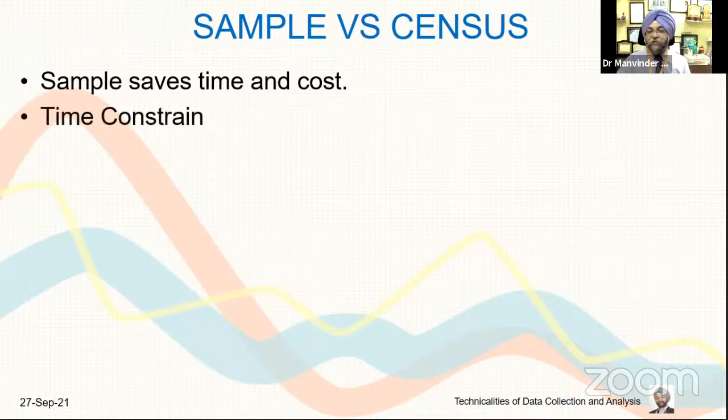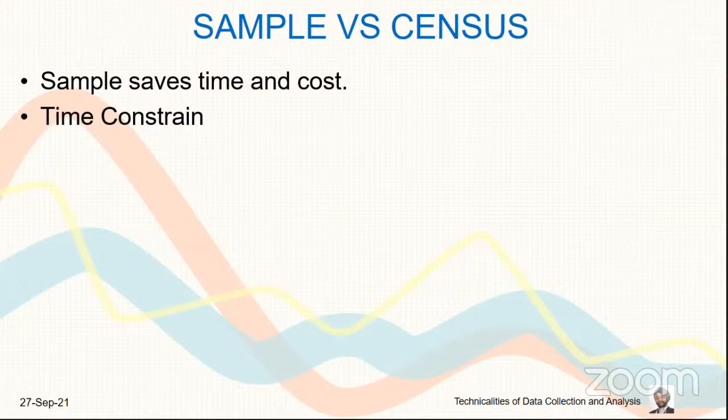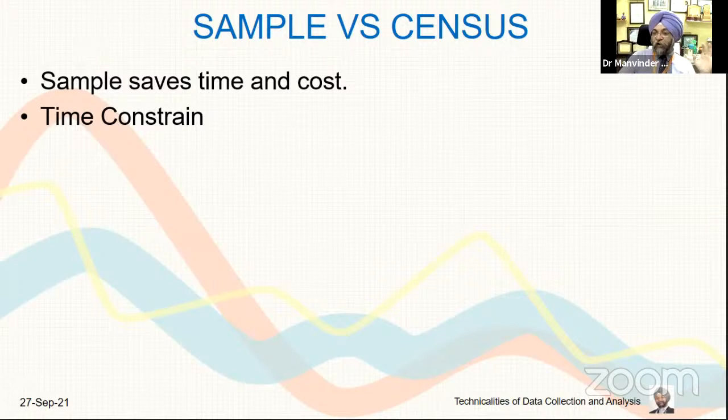Next is the time constraint, you can say. What is the time constraint? It will take a lot of time, and sampling actually saves our time. Let us consider that we are interested in estimating the monthly average household expenditure on food by the people of Delhi. Now there are 1.2 crore people living in Delhi, so it will take a lot of time for us to go to them and ask them.